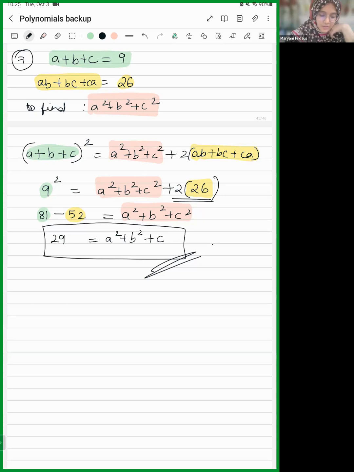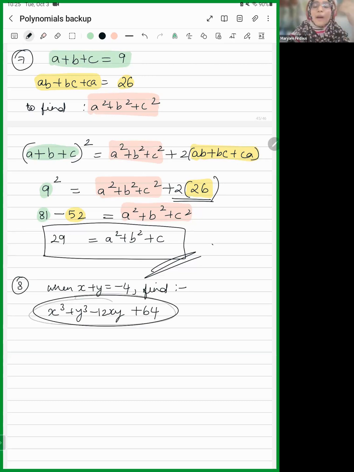Okay. So the eighth question was, find the value of x cube plus y cube minus 12xy plus 64, when x plus y equals minus 4. So can someone look at this and tell me this is an expansion of which identity?